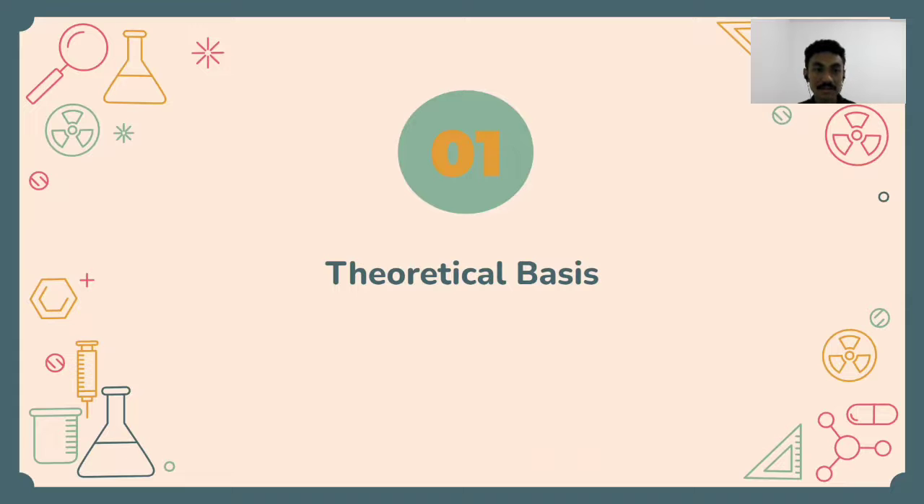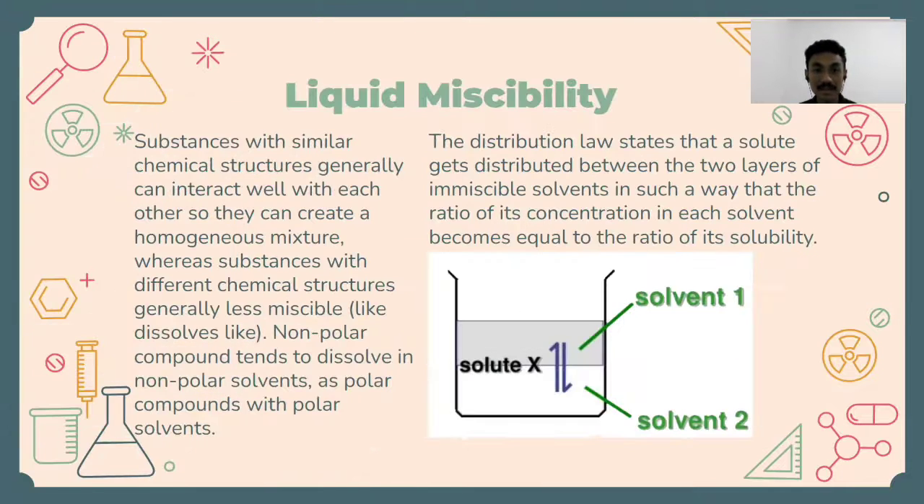The first one is liquid miscibility, and the main principle to drive this theory is "like dissolves like". As in, substances with similar chemical structure can create a homogeneous mixture much more easily than those with different chemical structure. Like a nonpolar compound tends to dissolve in a nonpolar solvent, as a polar compound does with a polar solvent.